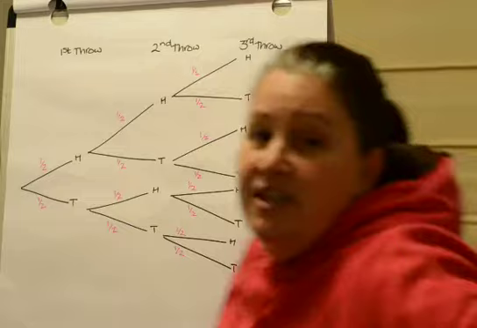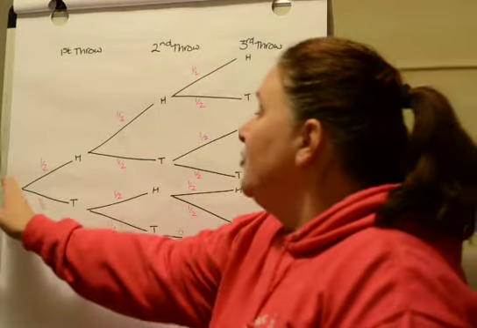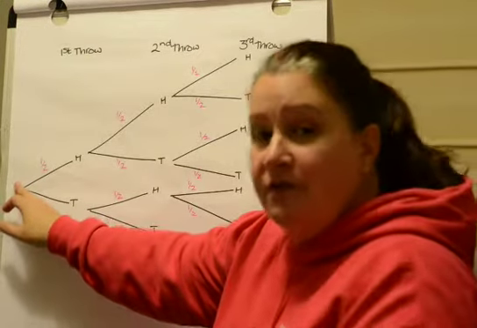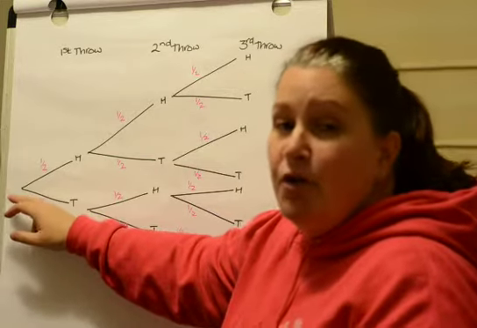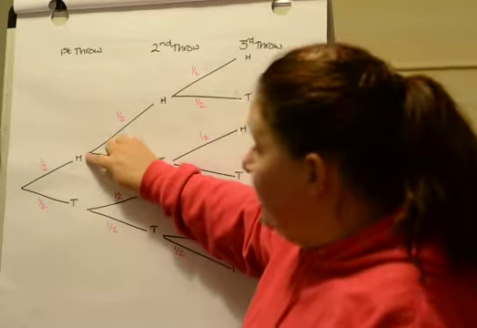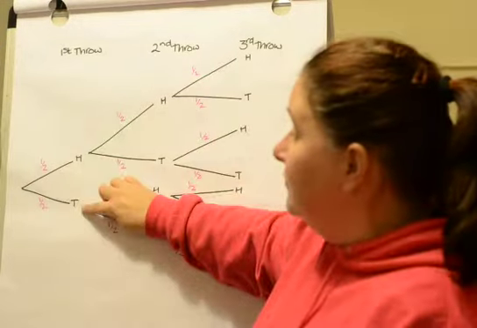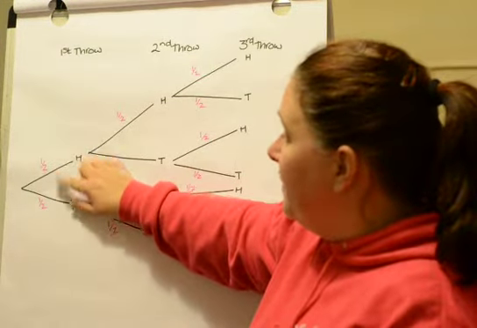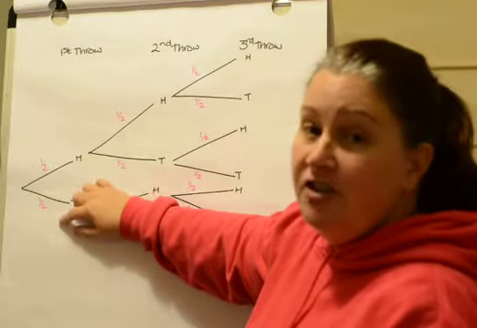So this is what a tree diagram looks like. We've got our start point. Now we flip the coin. On flipping the coin, we can have 2 possible outcomes, either a head or a tail. And the probability of each of those is 1/2 each.